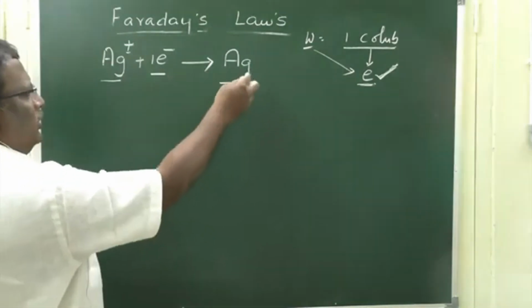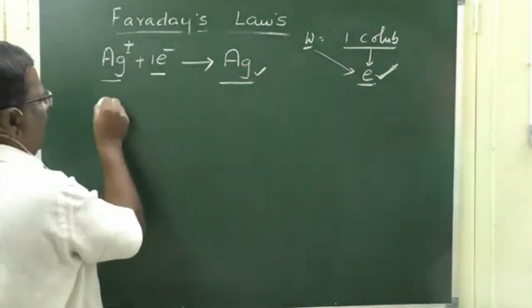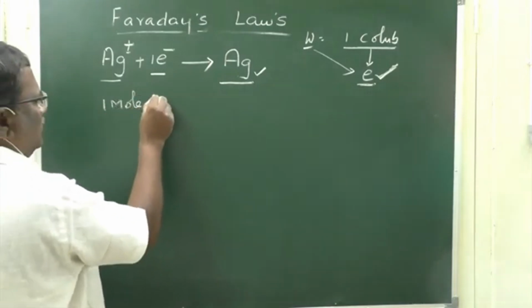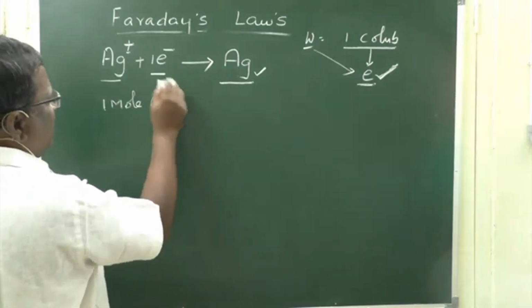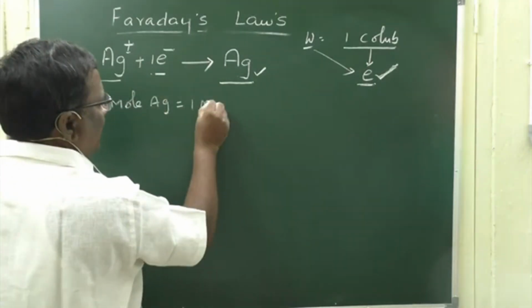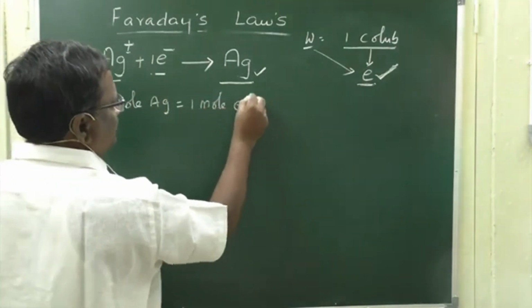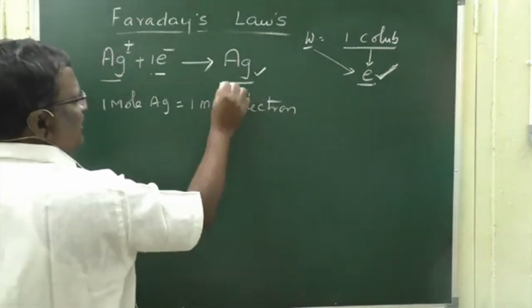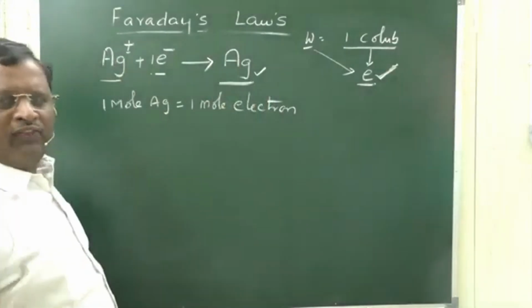If you want to deposit 1 mole of Ag, each Ag atom requires 1 electron. So, you require 1 mole of electrons. So, to deposit 1 mole of Ag, you require 1 mole of electrons.